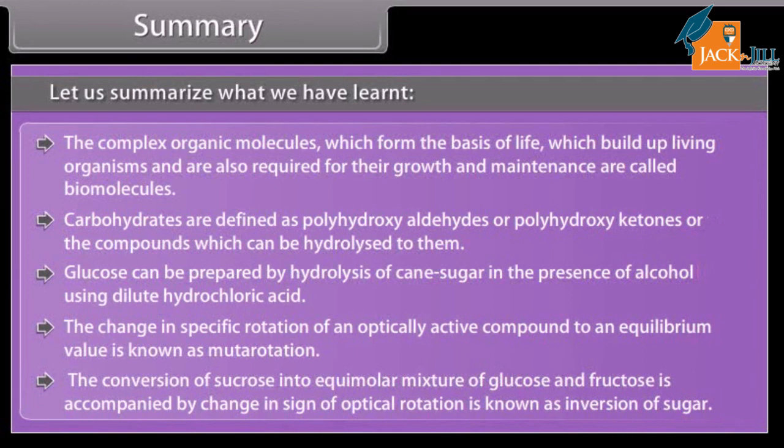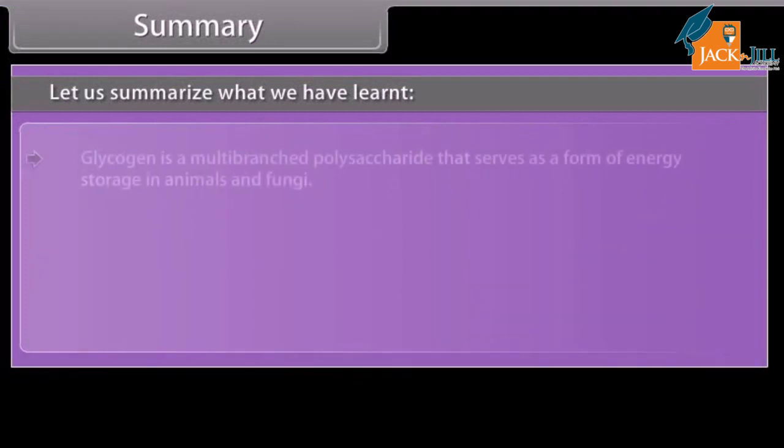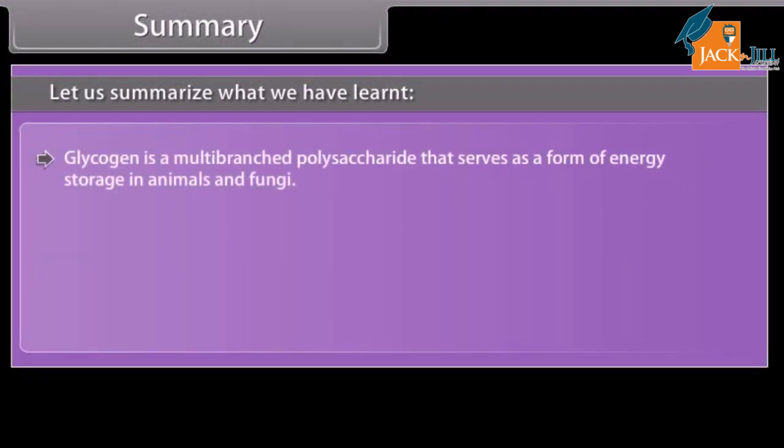The conversion of sucrose into equimolar mixture of glucose and fructose is accompanied by change in sign of optical rotation, is known as inversion of sugar. Glycogen is a multi-branched polysaccharide that serves as a form of energy storage in animals and fungi.